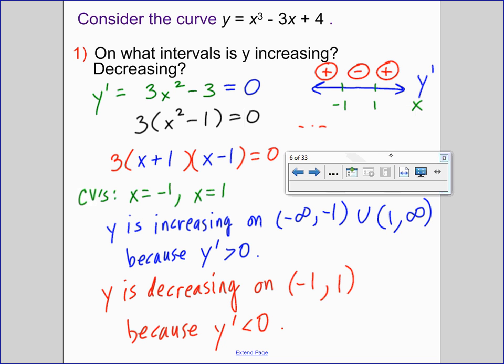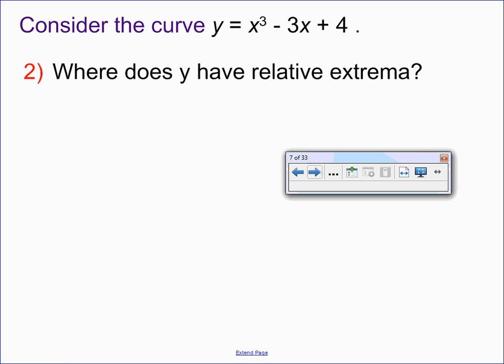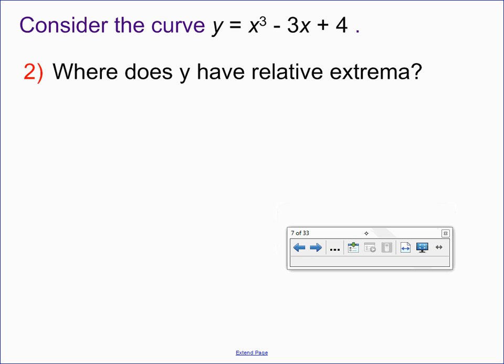Awesome. What questions do you have about our first question, increasing versus decreasing? Great. Then let's go ahead and see where y has relative extrema. Remember, relative is synonymous with local. So local is another descriptor for relative extrema.